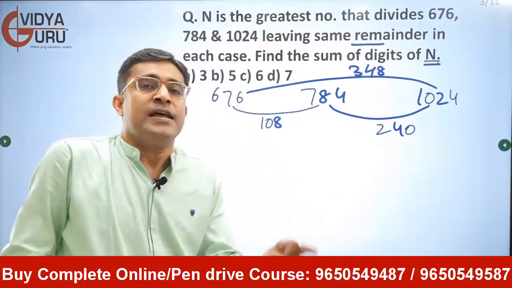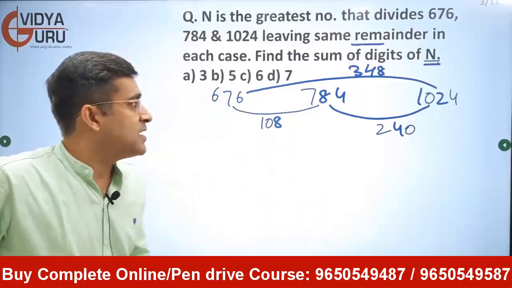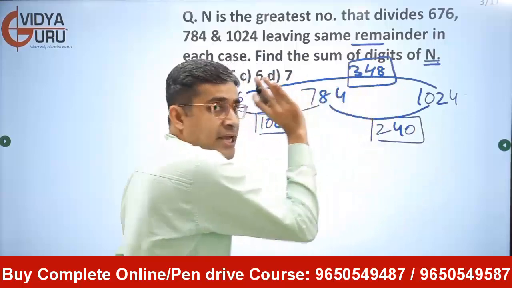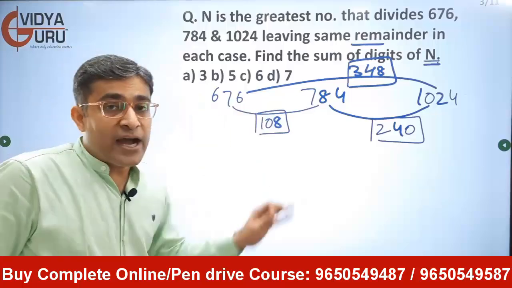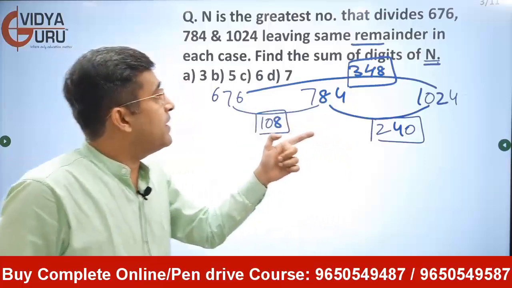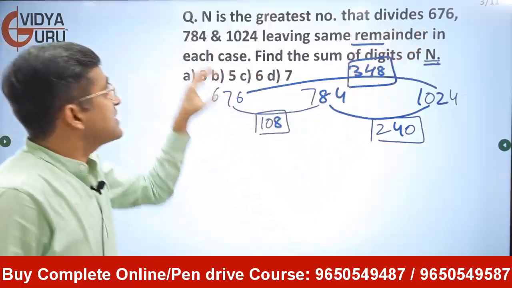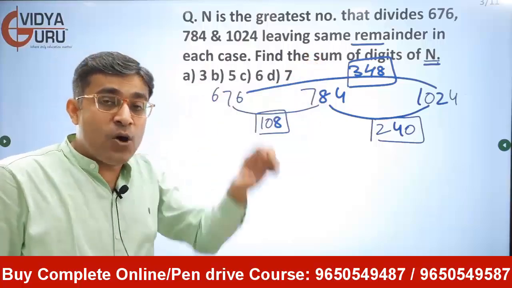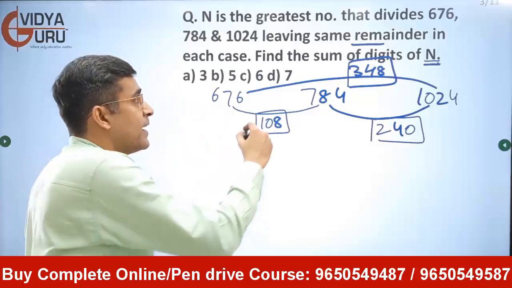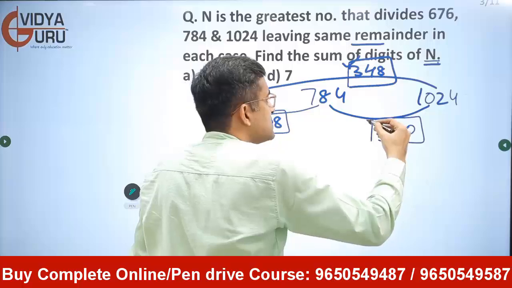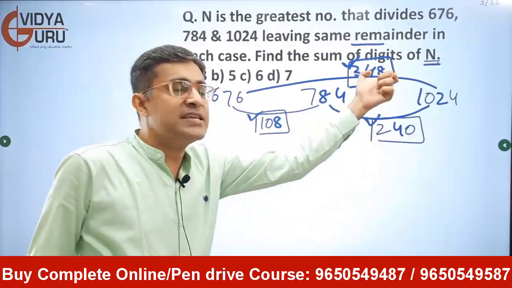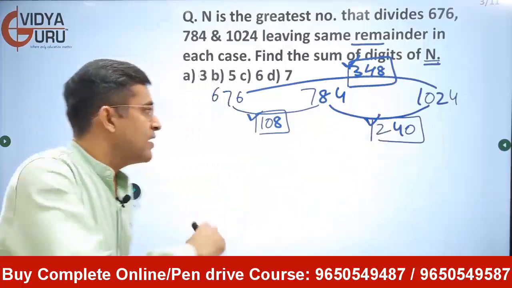So now look at these three numbers that we have. Students, we have found out the gaps between these numbers. These gaps are 108, 240 and 348. Sure. So to find this number n, which will leave the same remainder when it divides 676, 784 and 1024, how can we find this number? By getting the HCF of the gaps.